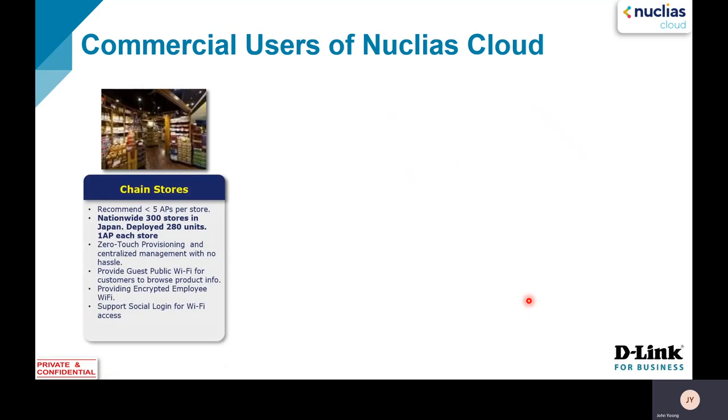Next, for the chain store, same thing, nationwide, 300 stores in Japan, deploying 280 units, around 1 AP per store. Same thing for their IT administrator, they just go down, plug and play, very easily for them. Then they also can provide guest Wi-Fi using social login. Then we have the WPA2 and WPA3 for the employees, and social login for the guests.